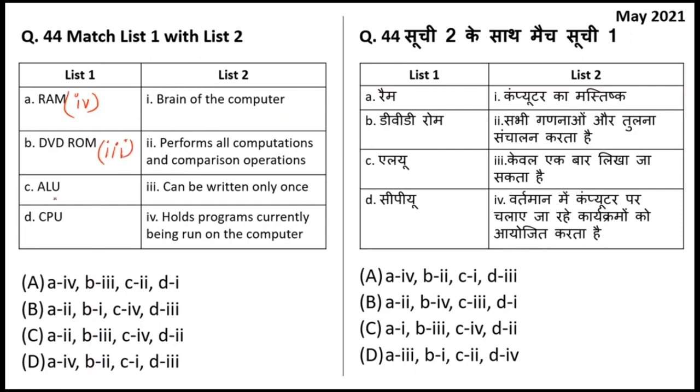It is going to be 3. ALU means arithmetic logic unit. So it is used for computation and comparison. So the option will be second. CPU is the brain of the computer. So the answer is going to be 4, 3, 2, 1. Let's match 4, 3, 2, 1. A is the right answer to this question.